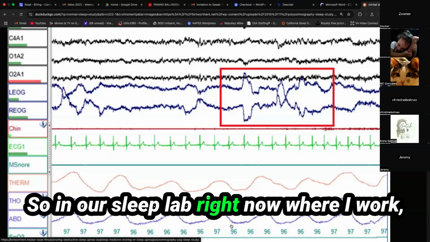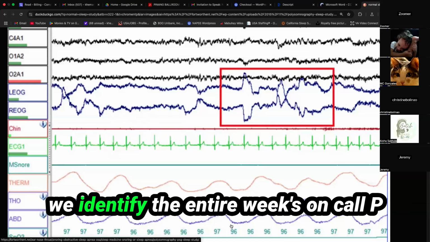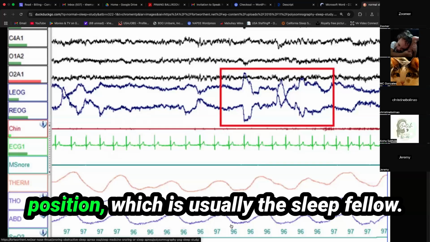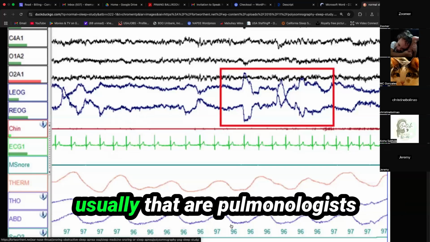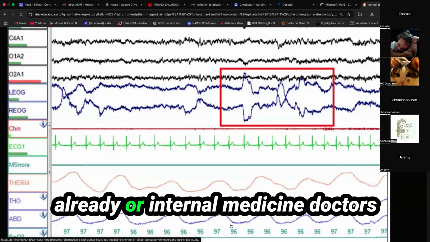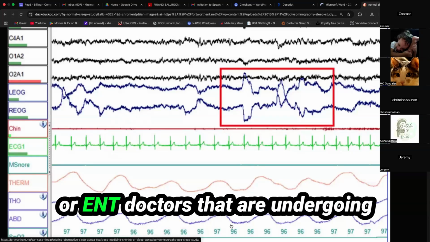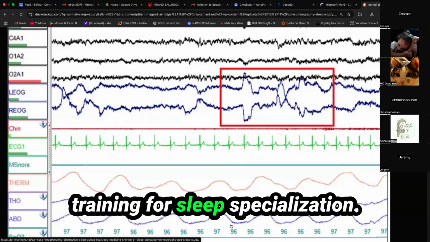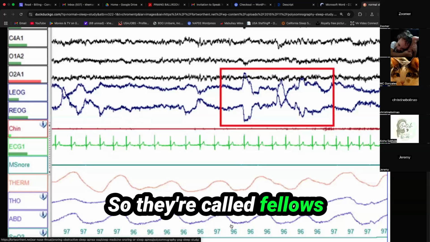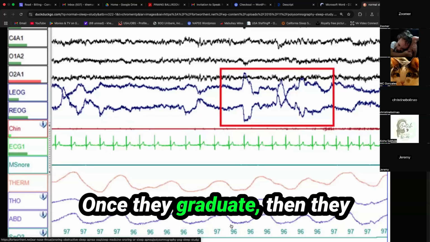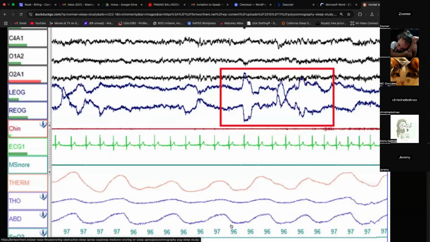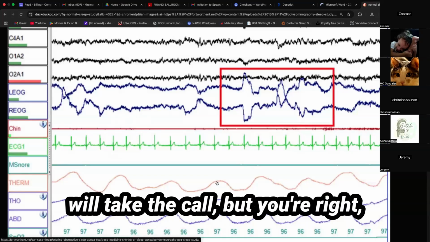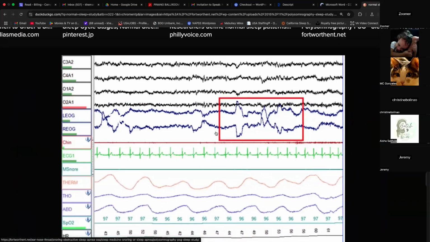So in our sleep lab right now, where I work, we identify the entire week's on-call position, which is usually the sleep fellow. The sleep fellows are usually doctors that are already pulmonologists, or internal medicine doctors, or ENT doctors that are undergoing training for sleep specialization. So they are called fellows until they graduate. Once they graduate, then they are full-fledged sleep doctors after they pass their board exam. So they are usually the ones that will take the call. But you're right, you can call the medical director. Any questions on that? Scenario question.